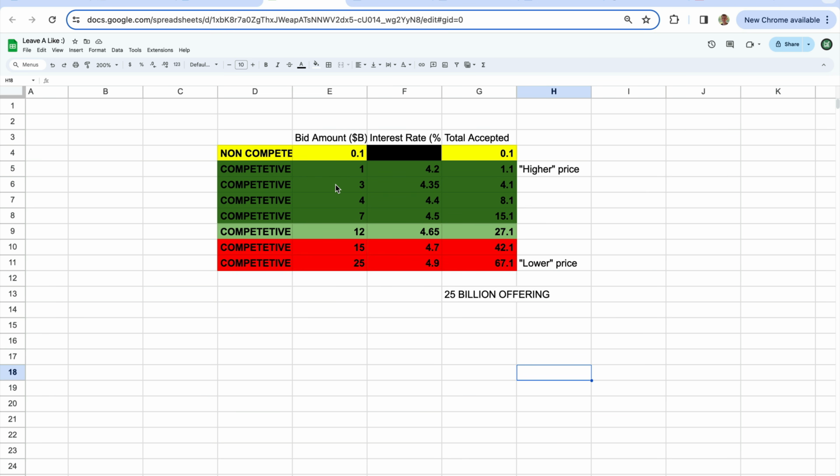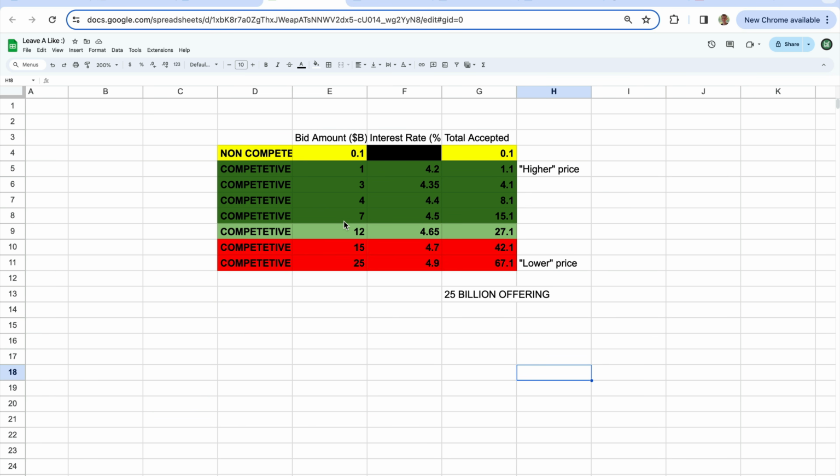You can see in this example, there are 3 billion people that are willing to take a 4.35% yield. And you'll see that the bid amount is going to increase as the interest rate also increases, because obviously more people are going to want a higher rate. And so all 3 billion of those purchase orders are going to go through, bringing our total up to 4.1. Then we have 4 billion at 4.4%. All of those are going to go through, bringing it up to 8.1 total billion dollars accepted.